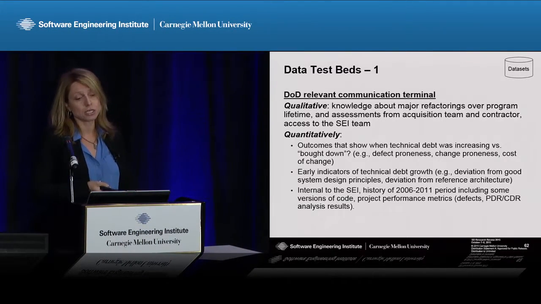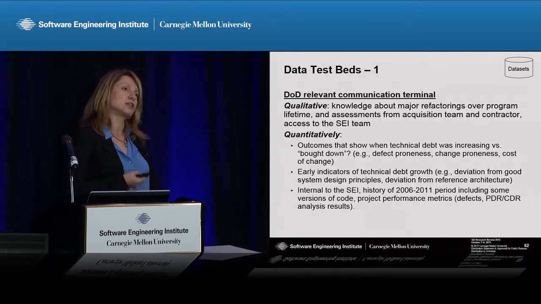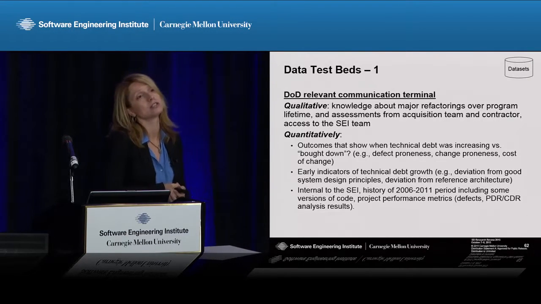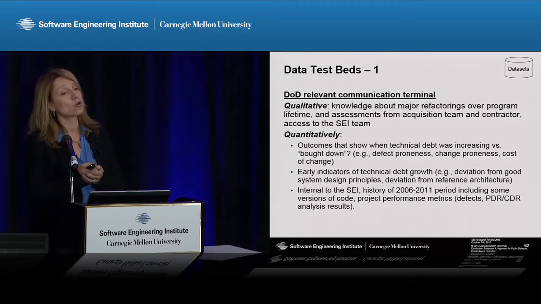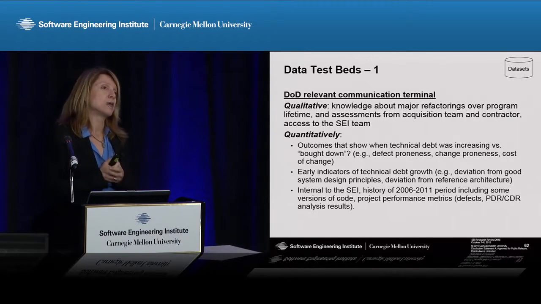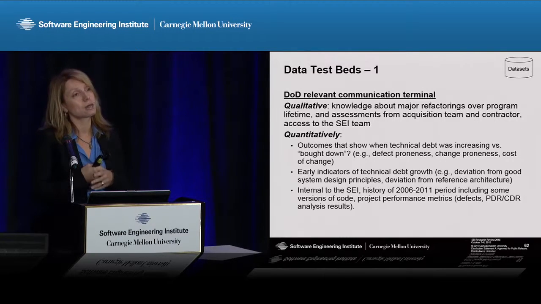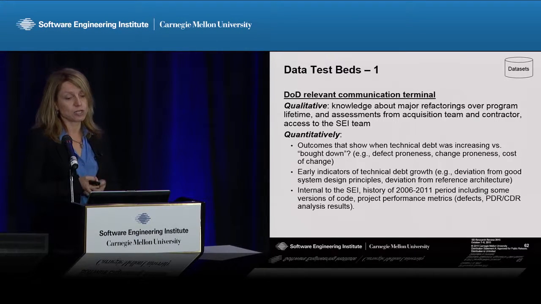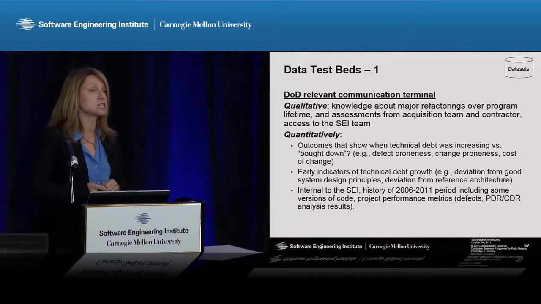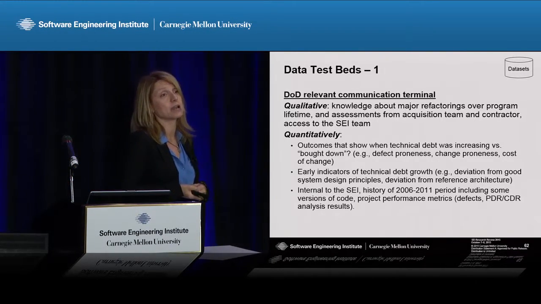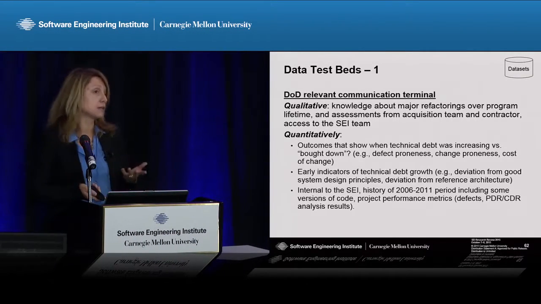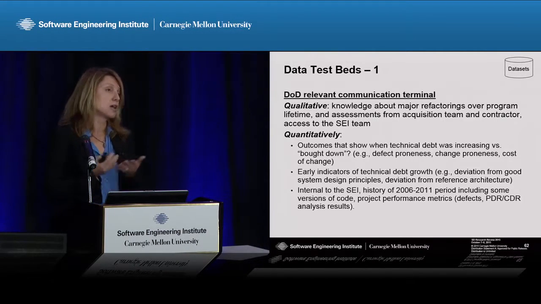One is an internal communication terminal. This is an embedded kind of system, so we look at both aspects, although the methods that go into their development are different. There's a lot of qualitative information in terms of the tribal knowledge, major refactorings over the program lifetime, and a lot of slide presentations, but we also have data in terms of their change proneness and defect proneness with some versions, as well as some files they kept, where they kept an Excel sheet of technical debt that they were accumulating. And we have the internal SCI history, about 5 years.